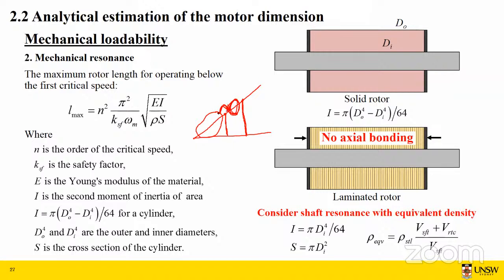But you need to accelerate through the first critical speed very fast, and you may also need other protections in the motor or the motor frame to avoid severe vibration at this time. But in most cases, we'll try to avoid operating the machine at a speed beyond the first critical speed. So you should use this equation, where n is the order of the critical speed. If you want the motor to operate below the first critical speed, n should equal 1.